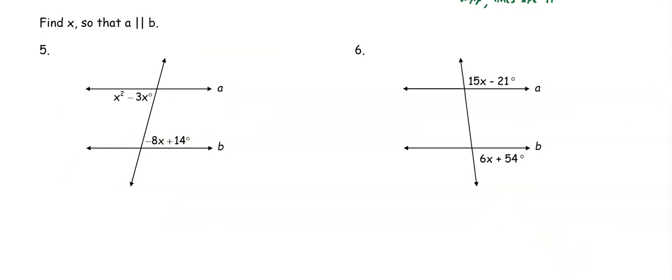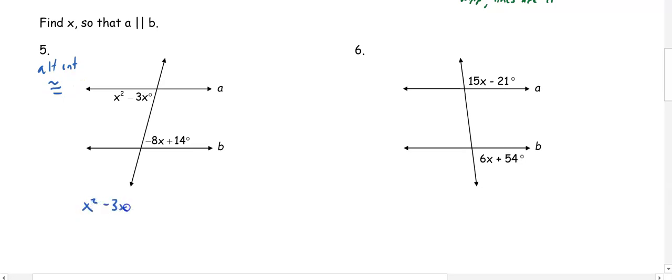Now we're going to solve for our variable. The difference here, though, is that the lines are not going to have the parallel symbol. We have to figure out if they are parallel. So in order to figure out if they're parallel, we have to figure out what x value will make them parallel. What relationship would make A and B parallel? In this case, these are alternate interior angles, which means we need them to be congruent.